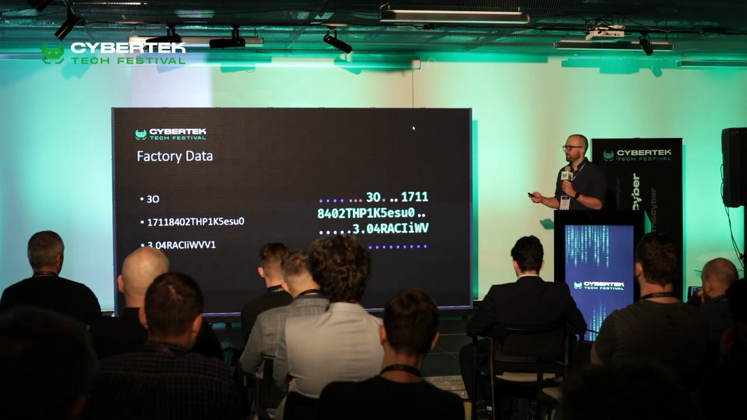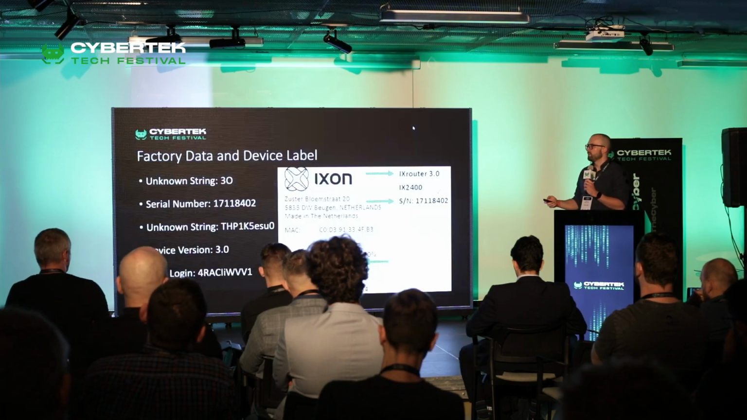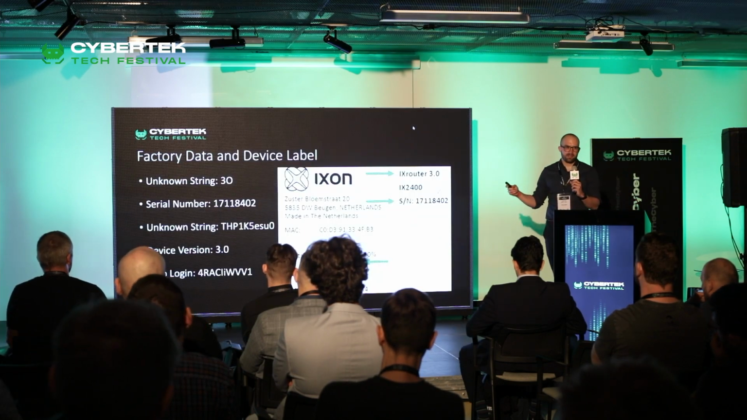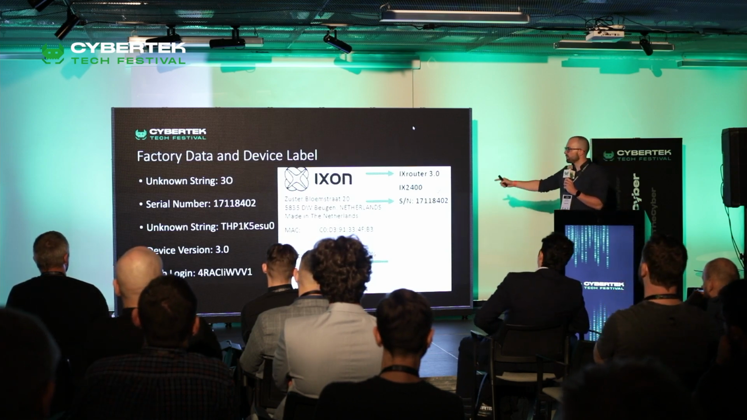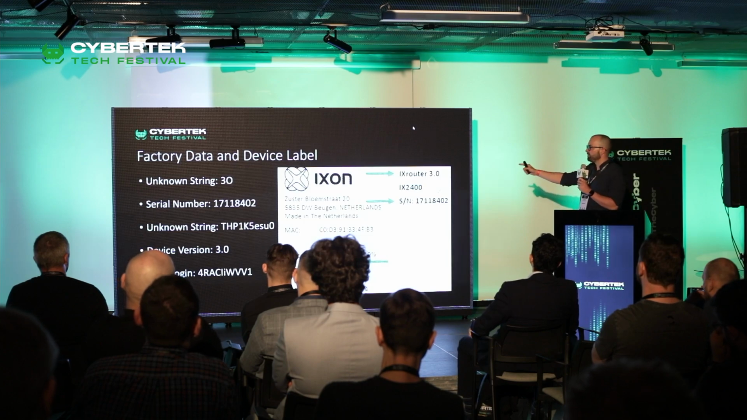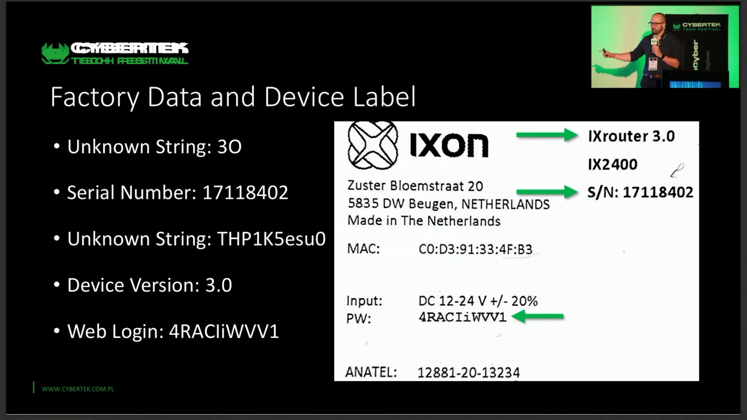And the data that is stored in the factory partition correlates with the data on the device label. So here we can match the serial number, we can match the device version, down here we can match the password for the web management login, which leaves us with 2 unknown strings. One is 30 and the other one seemingly random letters and numbers, right?